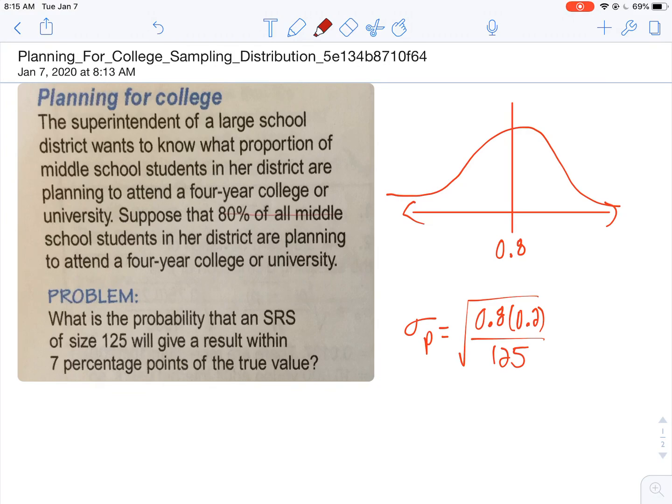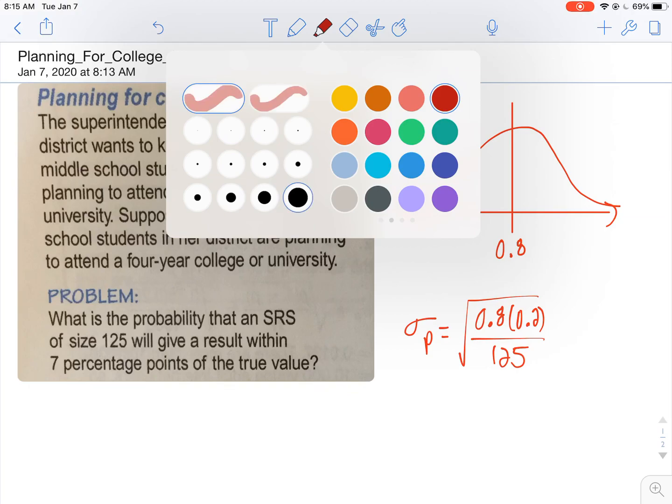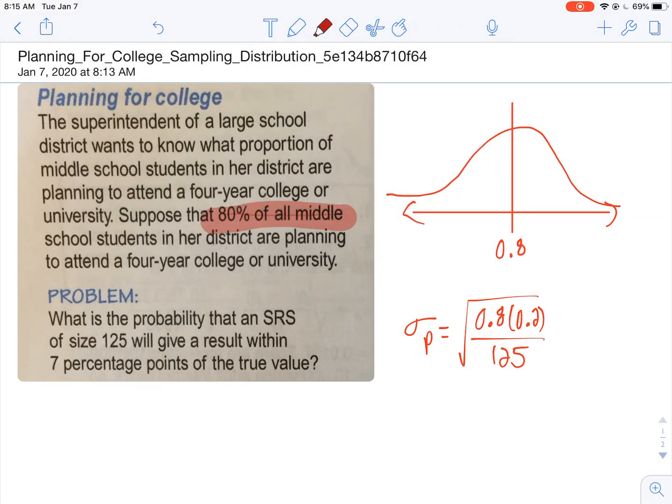Suppose that 80% of all middle school students in the district are planning to attend a four-year college or a university. This is a rare case where we are given the parameter going into this. Now, the superintendent wants to know this. He doesn't know this. So it is a parameter that we know, but whoever's doing the sample doesn't know.